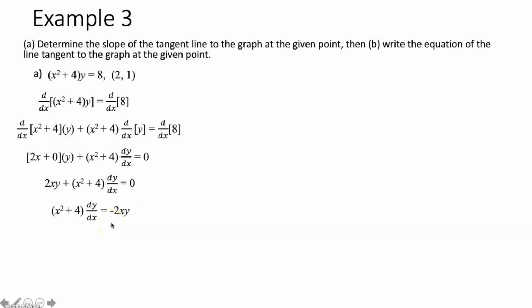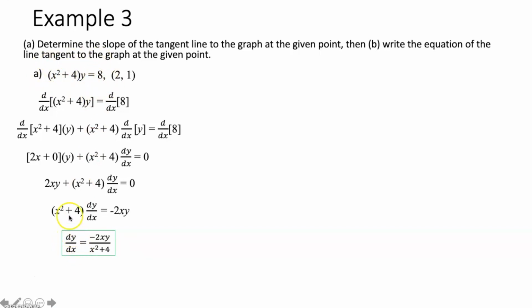Step 3 in implicit differentiation is to then factor out that dy dx. Well, technically it's already factored out. So we can move on to step 4, which is to solve for dy dx. So to get dy dx by itself, I just have to move this x squared plus 4 to the other side. So I divide both sides by x squared plus 4. And I have found dy dx, which is my derivative of this equation right here.